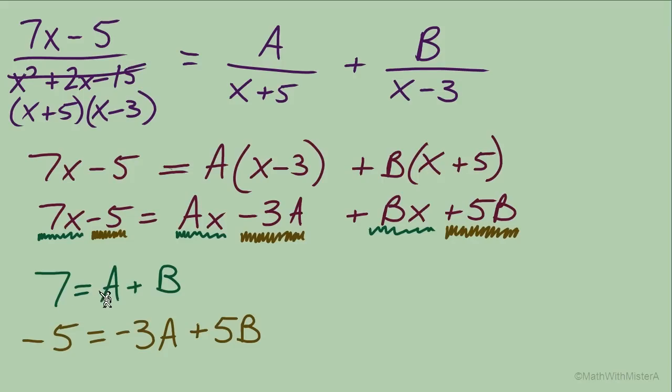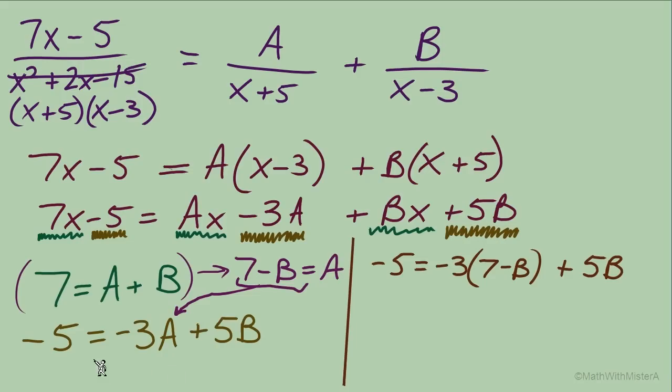The first equation has A and B. I think I'll go ahead and just solve for A. So moving the B over to the left side, 7 minus B equals A. And now into this A right here, I'm plugging in 7 minus B. So rewriting this equation, negative 5 equals negative 3 times 7 minus B, and finishing up with the plus 5B.